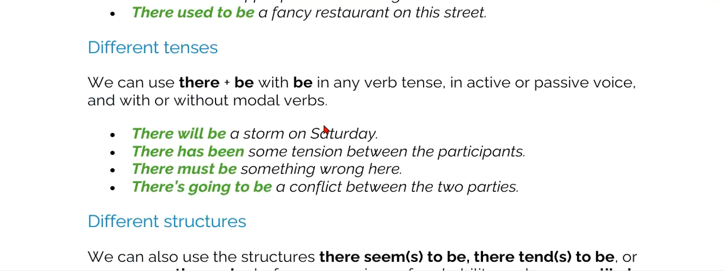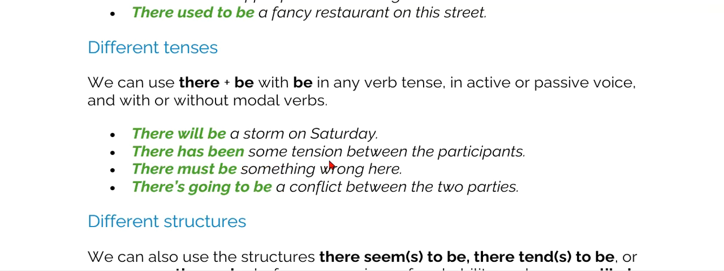Okay. We can use there in different verb tenses. We can use there plus be with be in any verb tense, in active or passive voice, or with or without a modal auxiliary verb. Let me just give you many examples of this kind. There will be a storm on Saturday. Use of there at the beginning of the sentence as the preparatory subject with the modal verb will. There will be a storm on Saturday.